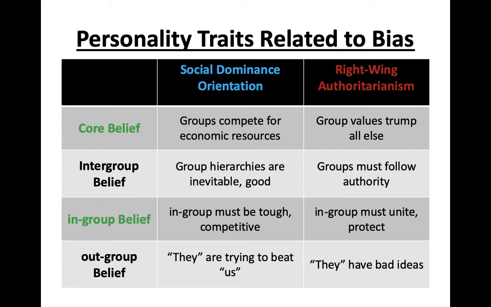Right-wing authoritarianism, the core belief is that group values trump all else. Trump is an interesting word in this context. The intergroup belief is that groups must follow authority. That's the idea, that you follow your leader. So in terms of the in-group, the group that I belong to, it's necessary to unite and protect our position. And outsiders, that is they or others, have bad ideas that are trying to infiltrate and ruin the harmony or the traditionalism that is an important part of our group or my group.